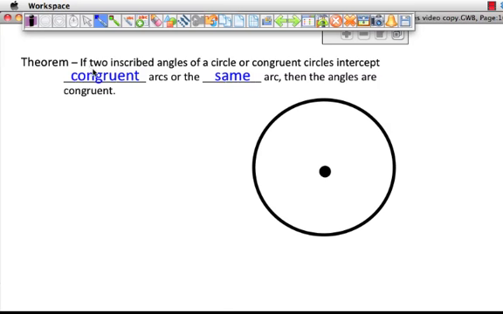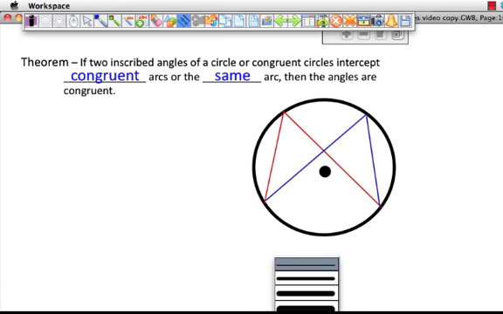If two inscribed angles of a circle or two congruent circles intercept either congruent arcs or the exact same arc, then the angles themselves are congruent. Here's what it's saying. Here's an angle. It's inscribed in the circle. And here's another one. As it's inscribed in the circle, it also has the same points as the red one does. It's intercepting the same arc down here.